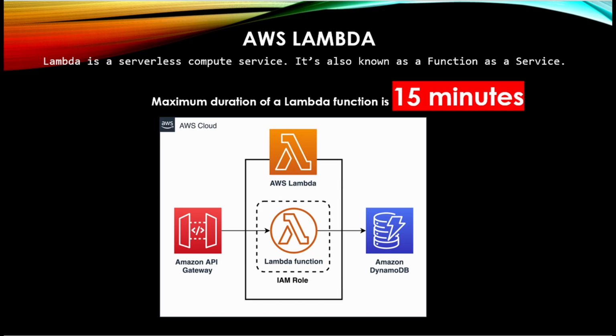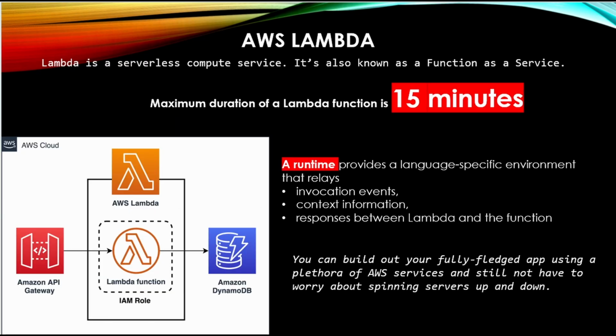For example, handling website requests, processing batches of data, and generating expense reports. Lambda supports several languages by default through the use of runtimes, languages like Java, Python, and Node.js. However, you can build your own custom runtime. A runtime provides a language-specific environment that relays invocation events, context information, and responses between Lambda and the function.